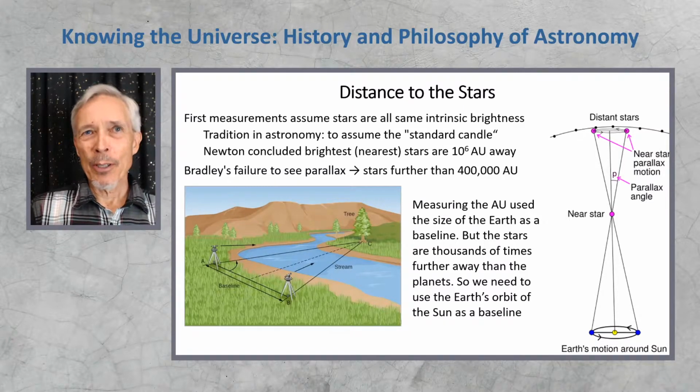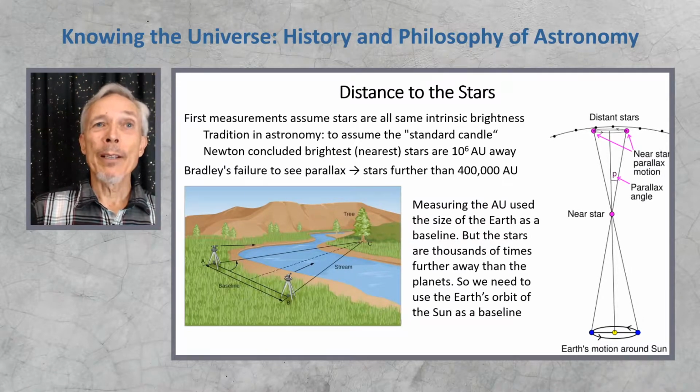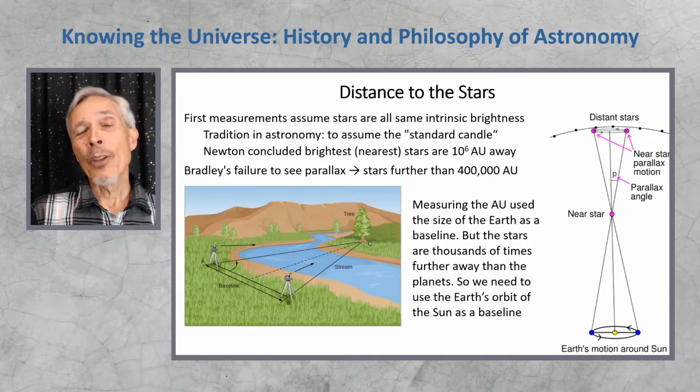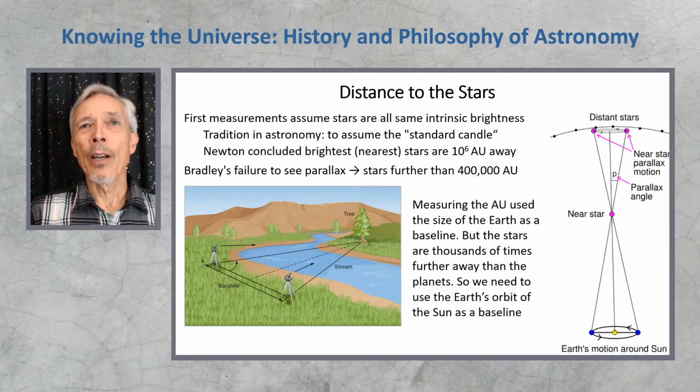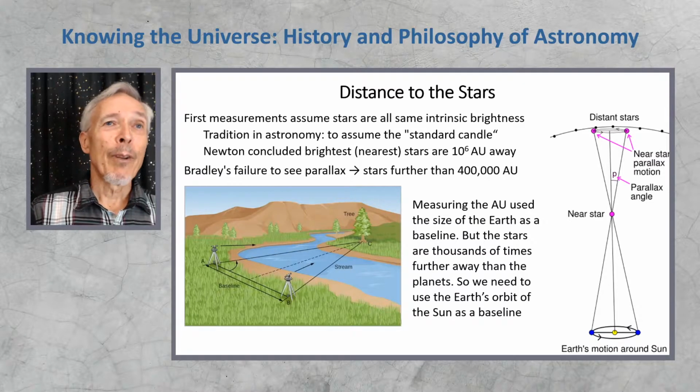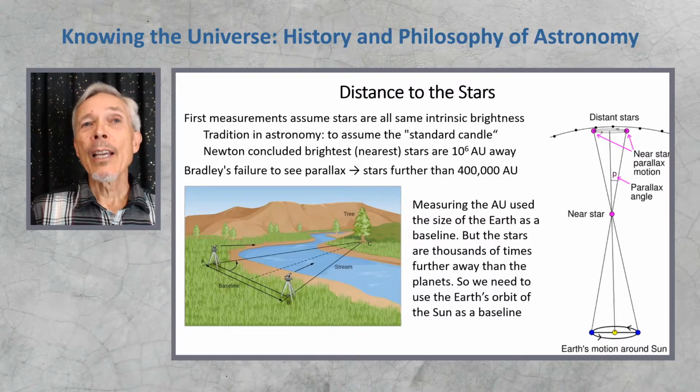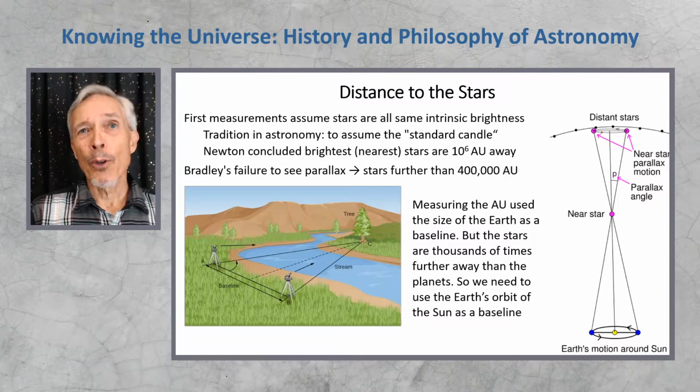Now, this is a dangerous assumption because it's an assumption. Newton, for example, used how faint the brightest stars were compared to the sun, and the assumption that they're intrinsically the same object, to deduce that the nearest stars must be hundreds of thousands or maybe millions of astronomical units away. But this is a plausibility argument involving a huge assumption, and it's in no way a proof of the distance to the stars. Bradley had failed to see parallax, and so he put a limit on the stars that they were further than a few 100,000 astronomical units.